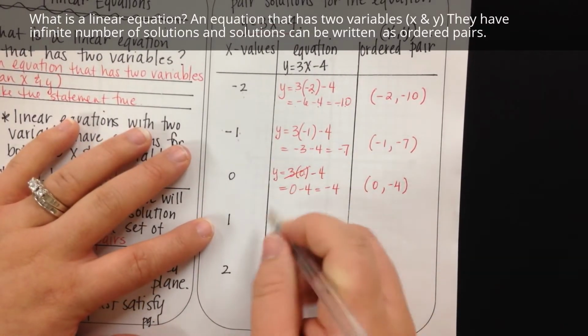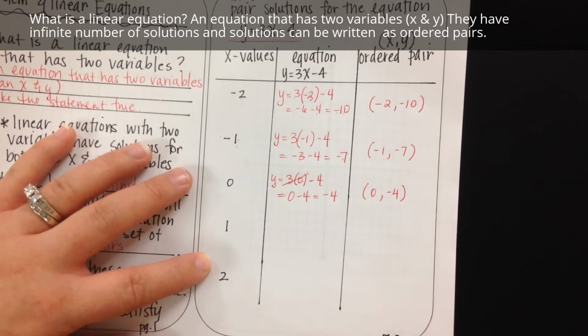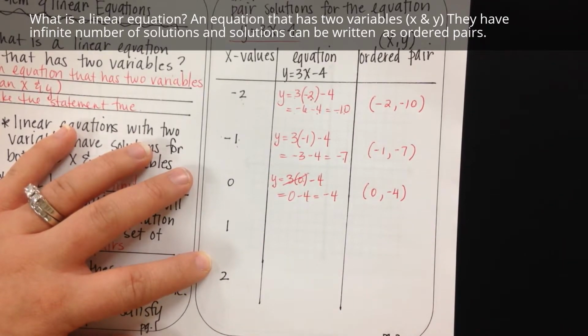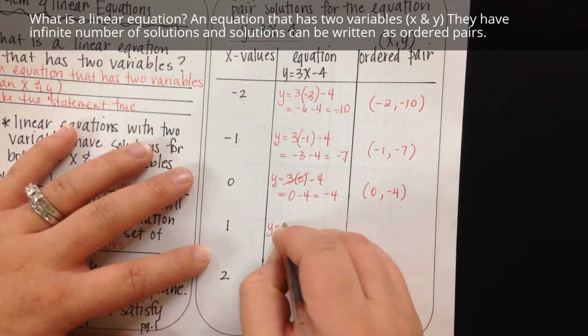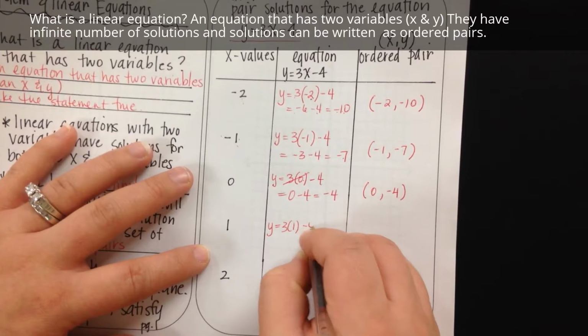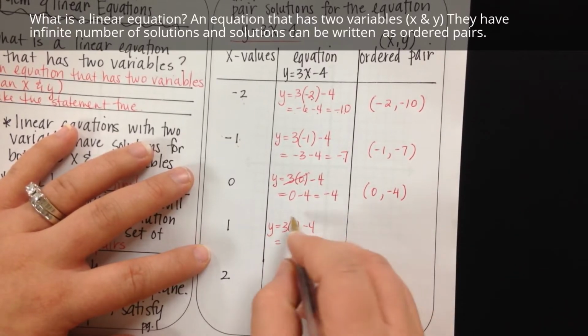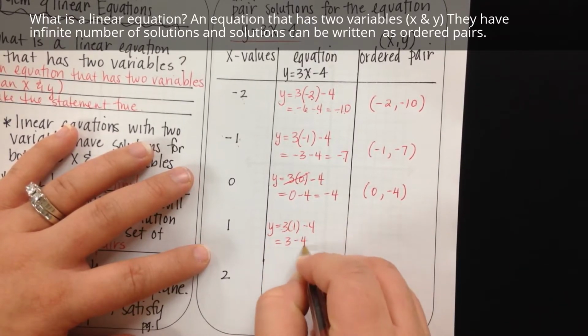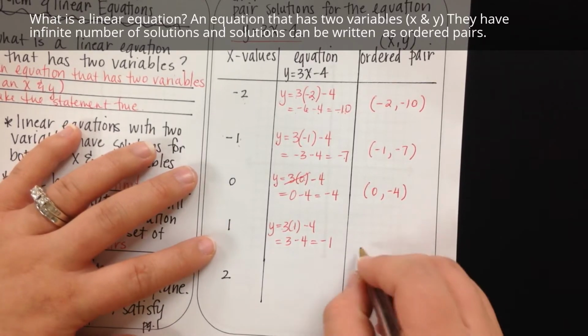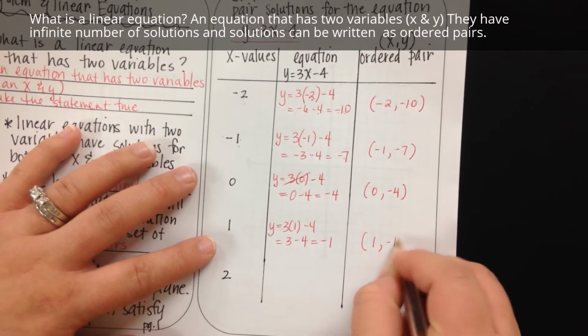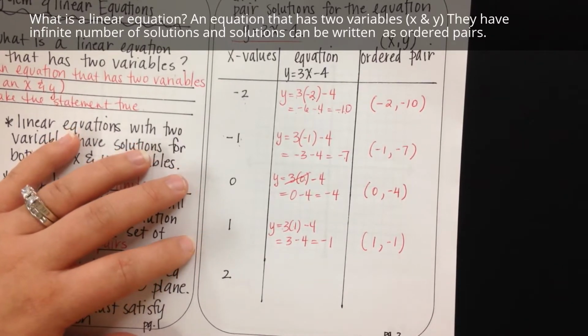Okay, two more that we're going to do. Positive 1 and positive 2. Let me darken that up. Oh, I'm sorry. There, is that better? Okay. So, y equals 3 times 1 minus 4. Solve straight down. 3 times 1 is 3. Minus 4 is negative 1. Okay. So my ordered pair is 1, negative 1.